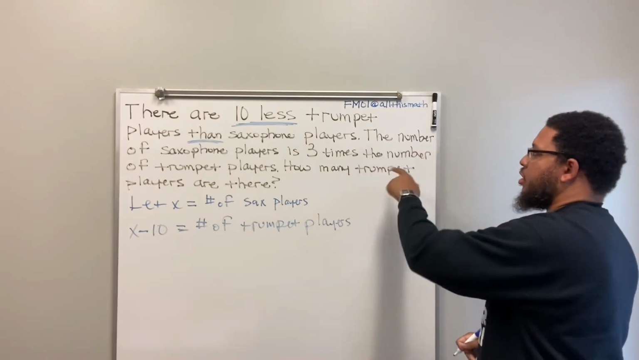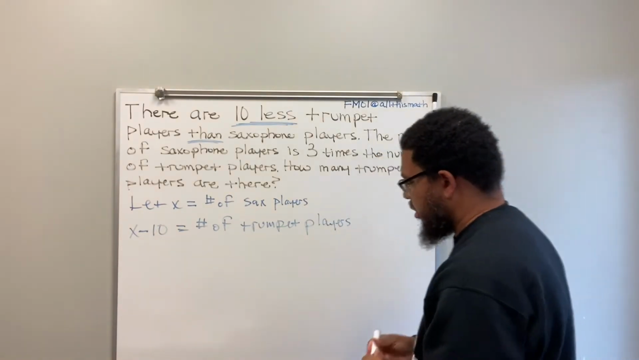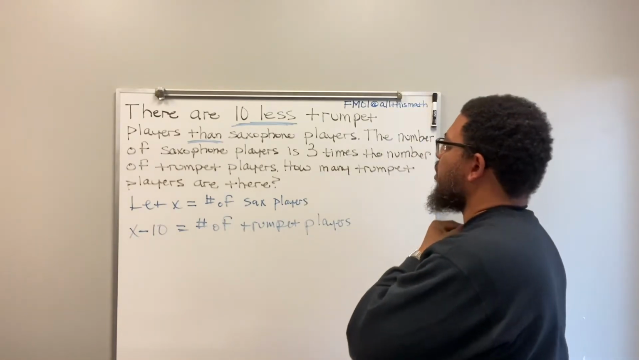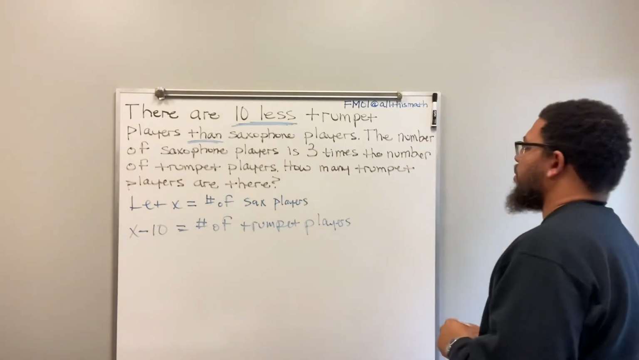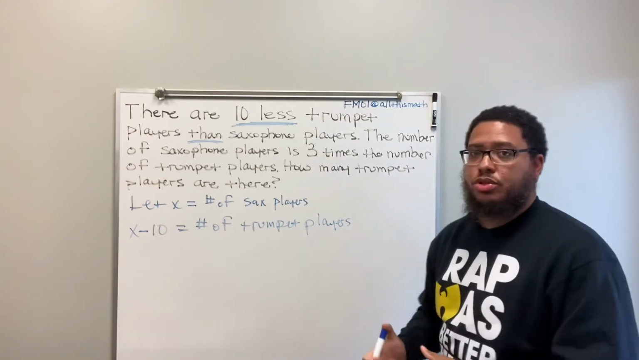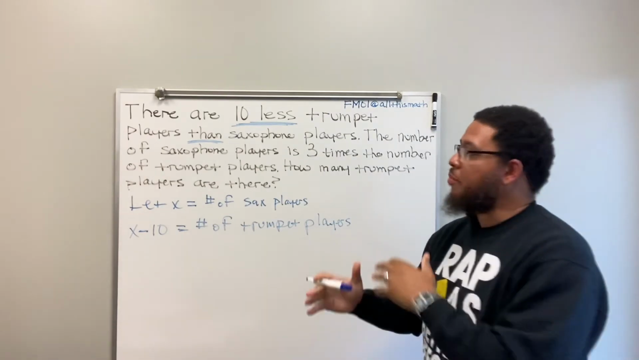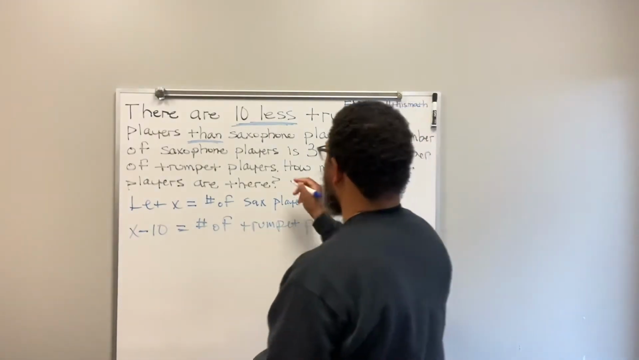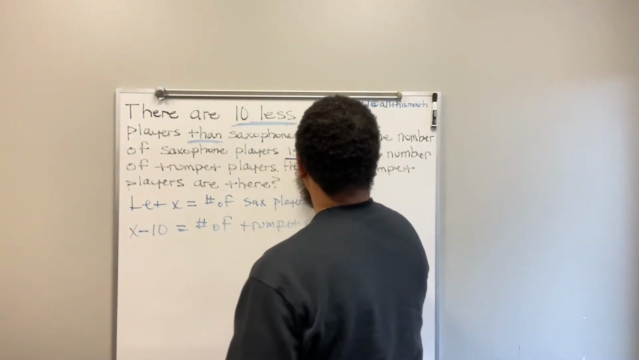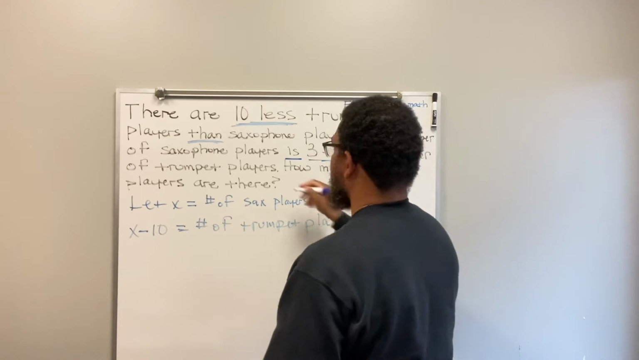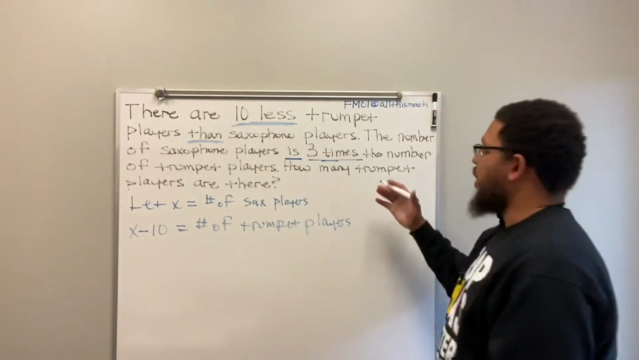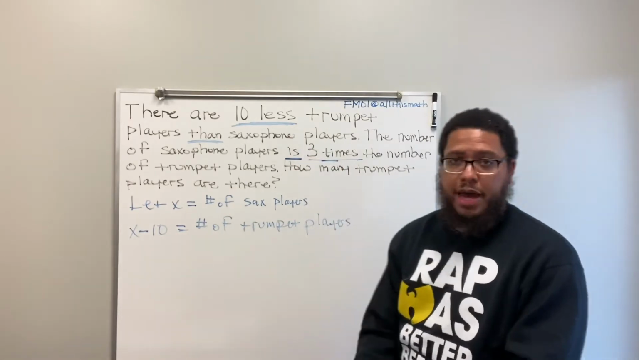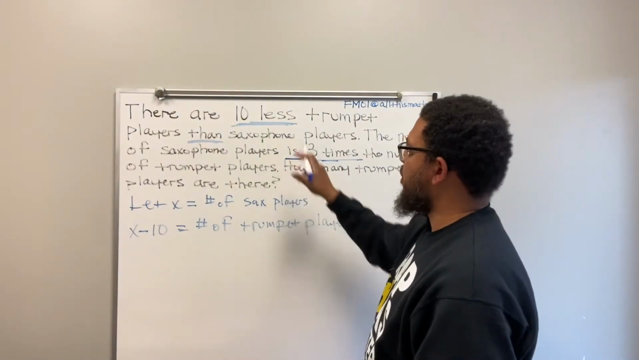The next sentence says the number of saxophone players is 3 times the number of trumpet players. Now this is when we get into setting up the equation. We take the information and we create an equation. So again, this is a language. We're going from English language to math language. The word is represents an equal sign.